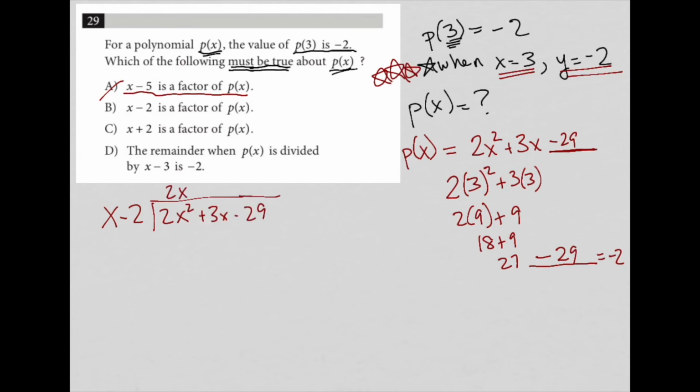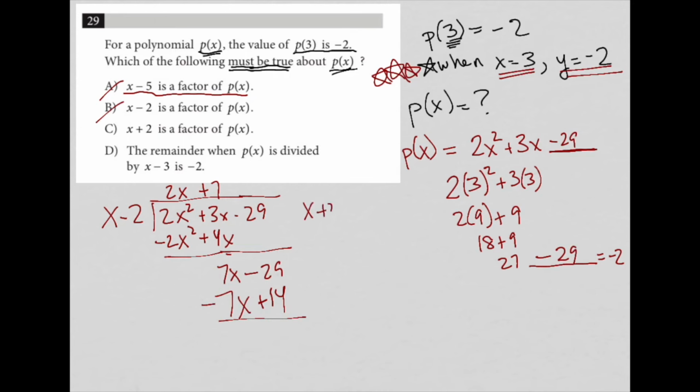So I'd have a 2x here and then a 2x squared minus 4x. This is minus, this is plus. This becomes 7x and minus 29. And then I'd have plus 7, in which case I'm going to end up with a plus 14 here. So, just to show you, 7x plus 14, negative 7x plus 14. So that's not going to cross out either. So B is gone. Let's try x plus 2 into the same thing.